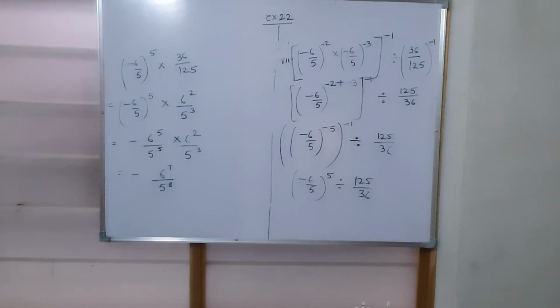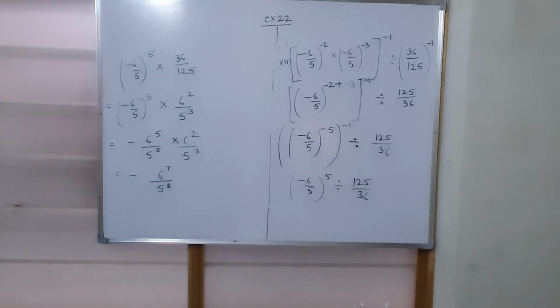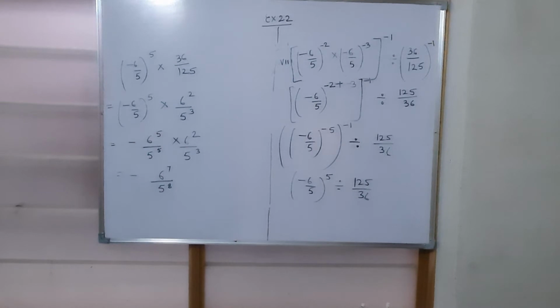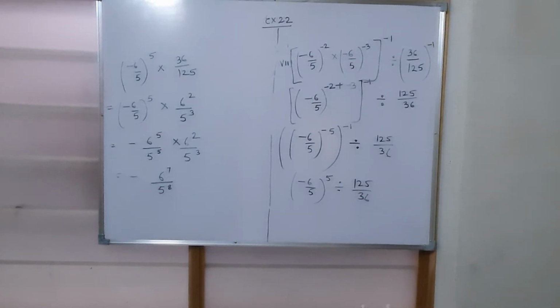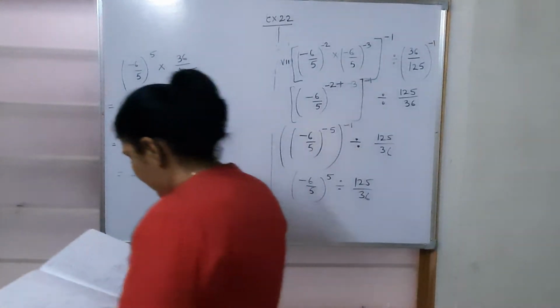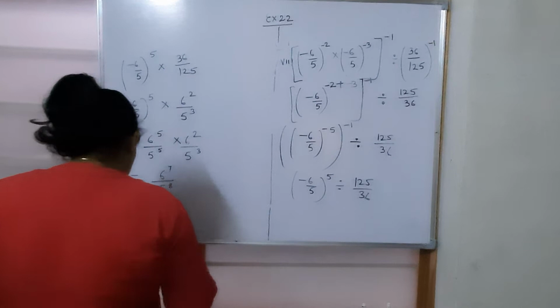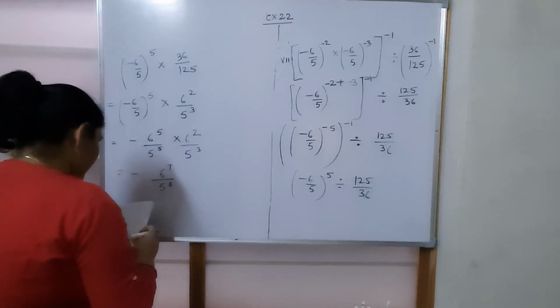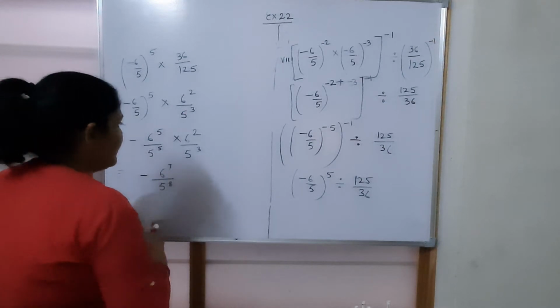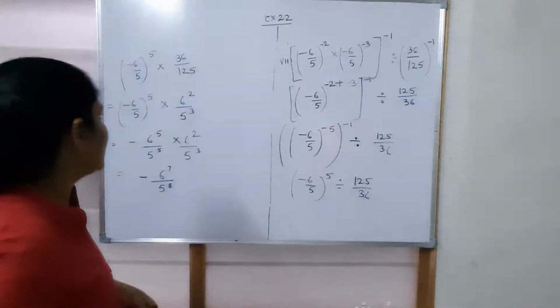So now we will get what? Let me just tell you the answer. This is our 7th question we were discussing about. Here they were just telling us to evaluate, but we will keep the answer like that. Only if you wish, we can solve it further. Fine, so this is our answer: minus 6 raised to the power 7 over 5 raised to the power 8. Again, I am just explaining.